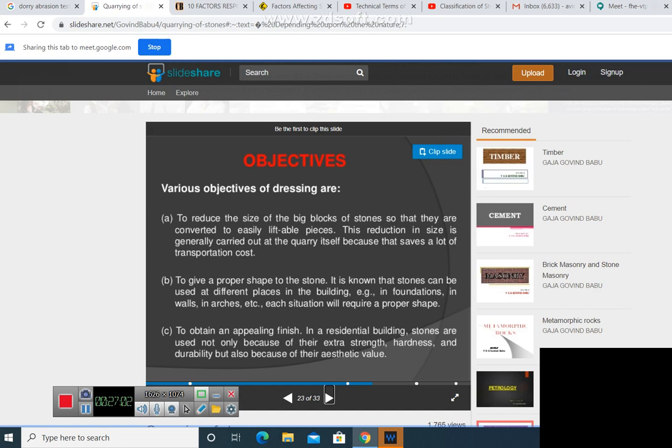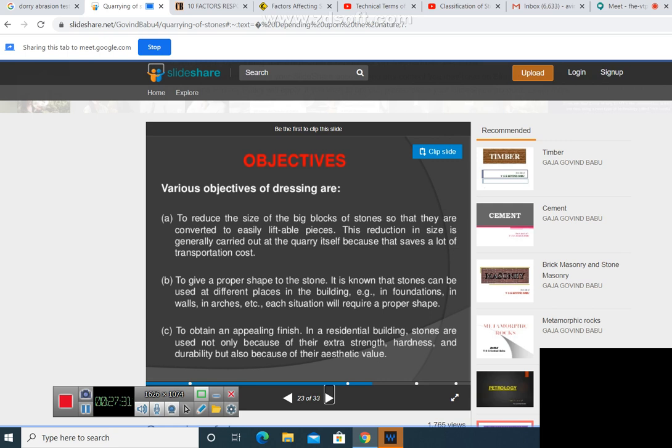To reduce the size of big blocks of stone so that they are converted to easily liftable pieces. This reduction in size is generally carried out at the quarry itself, because that saves a lot of transportation cost. I already told you that you don't need to pay for unwanted rocks, unwanted stone. So, all the dressing operation should be done at the site itself. Before you are carrying it into the site, you should make sure that all the dressing operation is carried out.